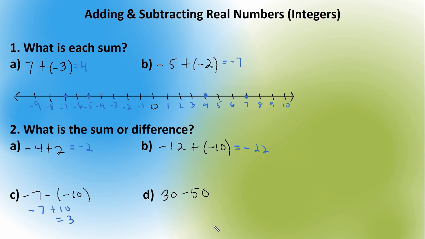All right, last question here. We have 30 minus 50. If you have +30, and going backwards now, whenever you have a minus sign, it's really like having plus minus. So you're adding a negative, right? So if you have positive 30 and you wanted to move 50 to the left, that would bring you into the negatives, wouldn't it? And that would actually give you negative 20.